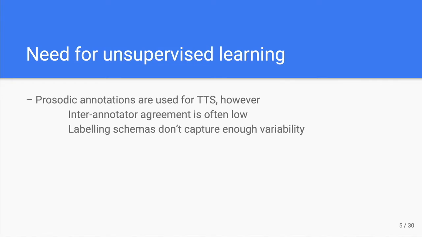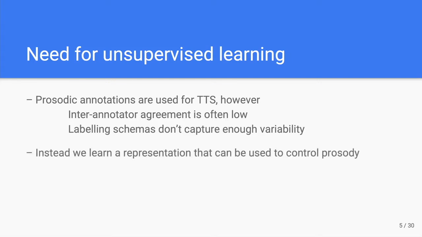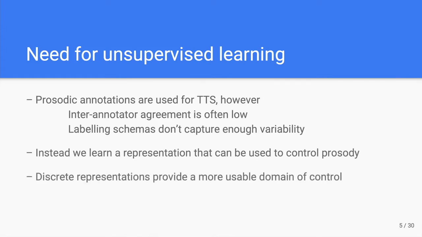While prosodic annotations do exist and are used for speech synthesis, their reliability is often low and they can be expensive to collect. By definition, labeling schemas will not capture all variability in speech, something which unsupervised approaches have the ability to do. For this reason, we've decided to learn a representation to control prosody. We also choose to use a discrete representation, since this provides a more usable domain of control. And this goes hand in hand with our question of interpretability, where it's much easier to ask questions about clusters or classes as opposed to points in an arbitrary space.